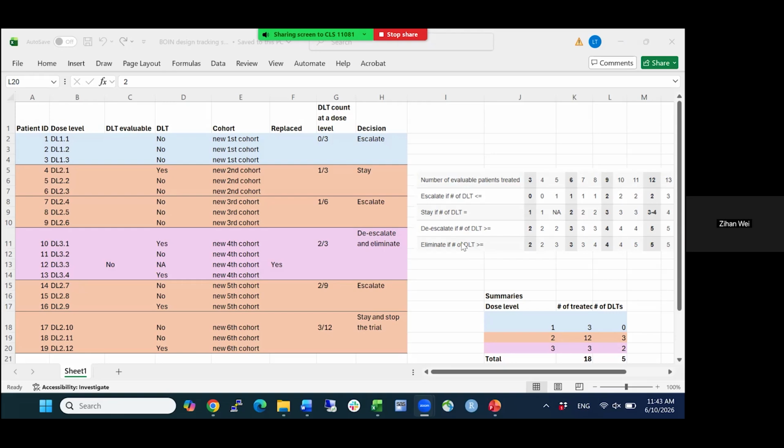I guess the follow-up question would be if, for example, we de-escalate 8 patients and it comes back to the same dose later on, do we enroll up to 12 patients or 3 as a cohort to 11 patients? Or just evaluate case by case?